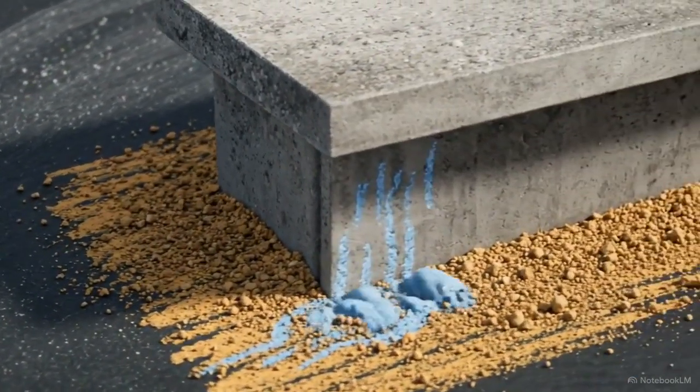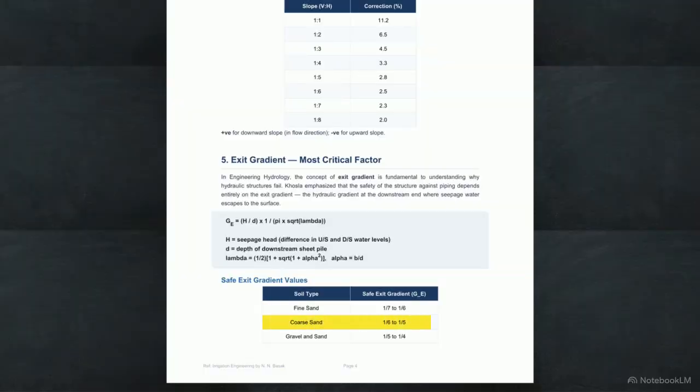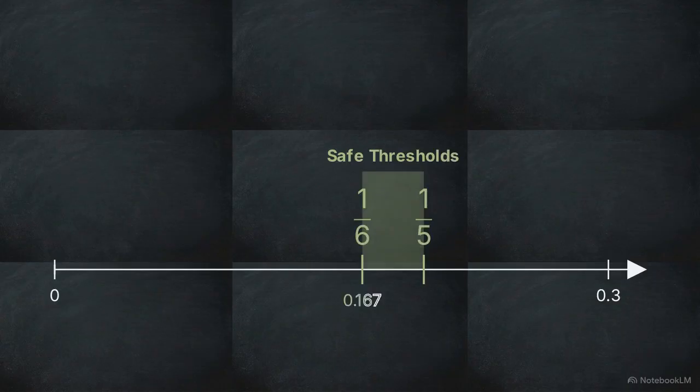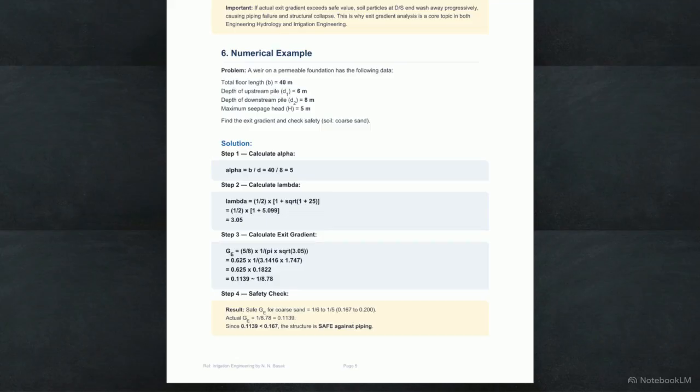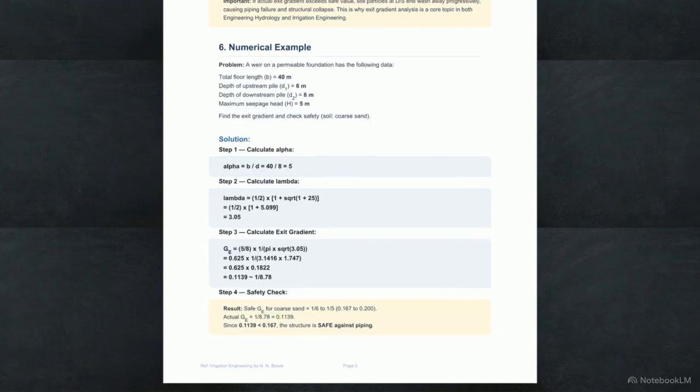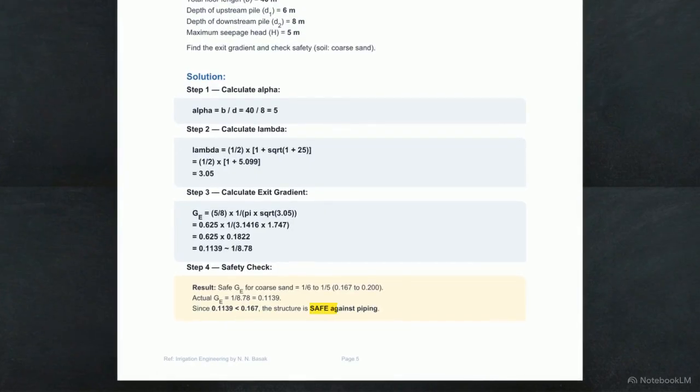Now that we have a calculated force, we have to determine if this foundation will remain stable under that pressure. Khosla established safe limits based on the foundation material. Our specific problem identified the soil as coarse sand. Technical codes provide these safe limits as fractions. For coarse sand, the range is 1/6 to 1/5. Converting these to decimals gives us a safe threshold between 0.167 and 0.200. Our calculated gradient is 0.1139. Since 0.1139 is lower than the most conservative safe limit of 0.167, the upward water pressure is insufficient to wash away the soil. This confirms the structure is safe from piping.